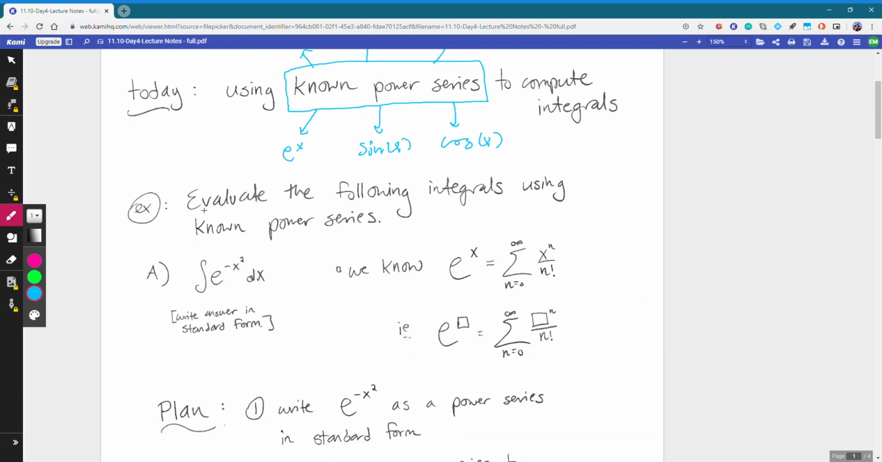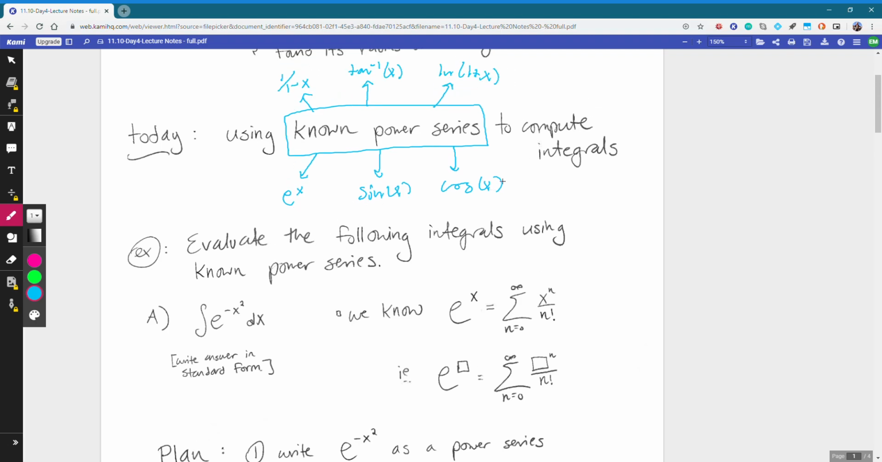So for each one, we're going to want to evaluate the integral using known power series, to help us out. And for this first one, we're integrating e to the minus x squared dx. And we're going to want to write our answer in standard form.